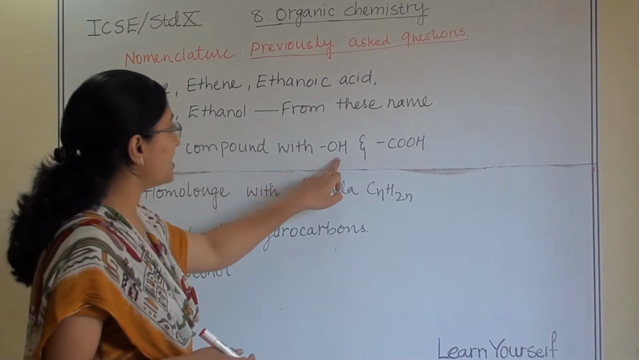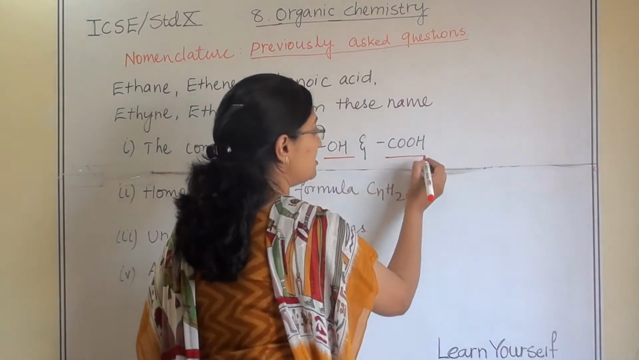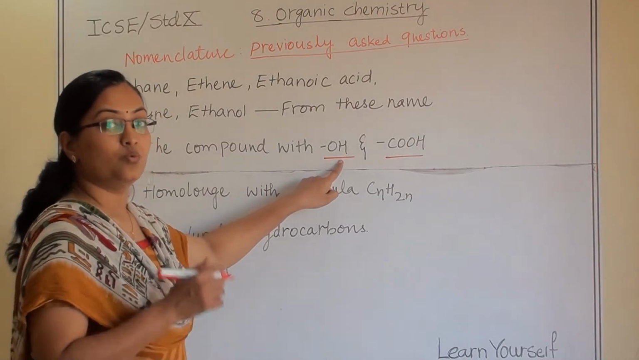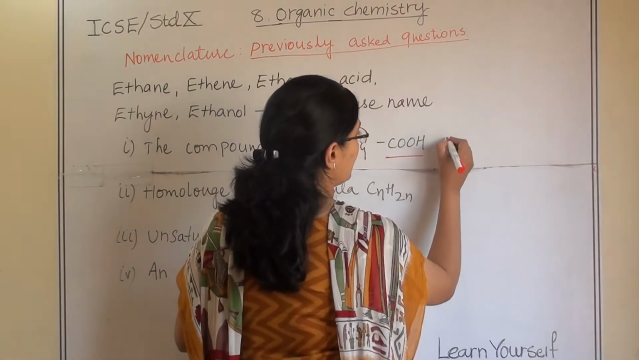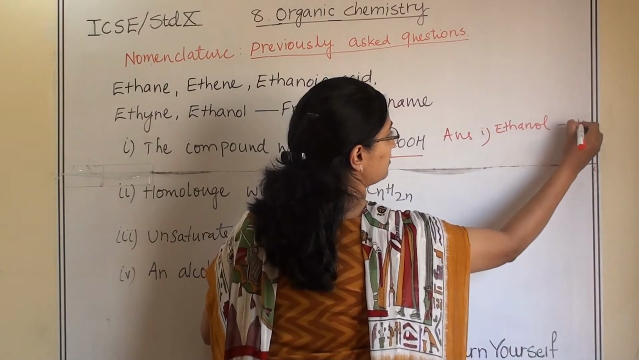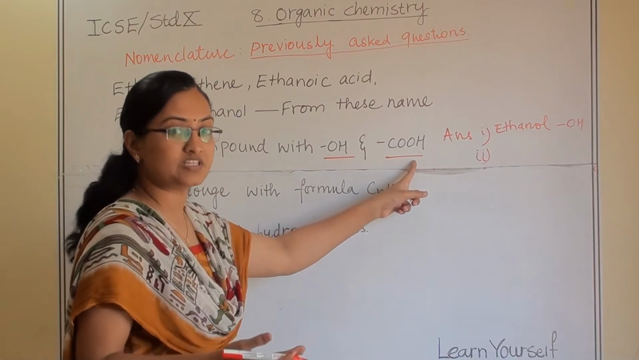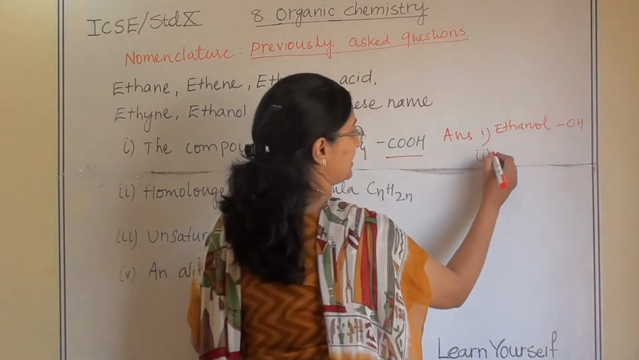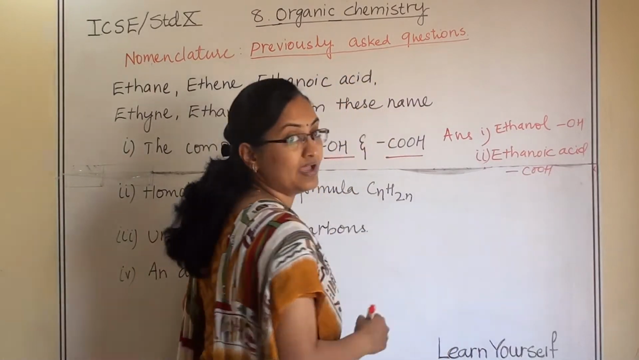The compound with OH and COOH. OH is the alcohol group, and COOH is the carboxylic group. The compound which contains OH will have OL afterwards, so it is ethanol. The answer is ethanol containing the OH group. Second, COOH is carboxylic acid, and the suffix we use for this is oic acid. So that is ethanoic acid, with the group COOH.